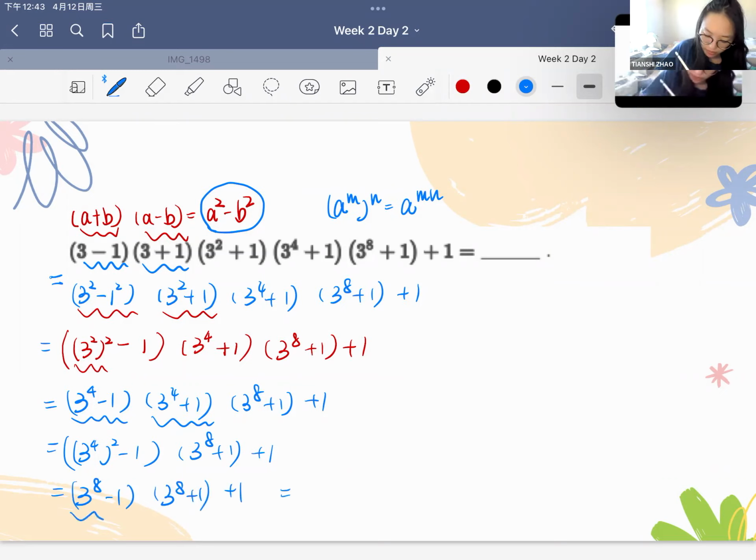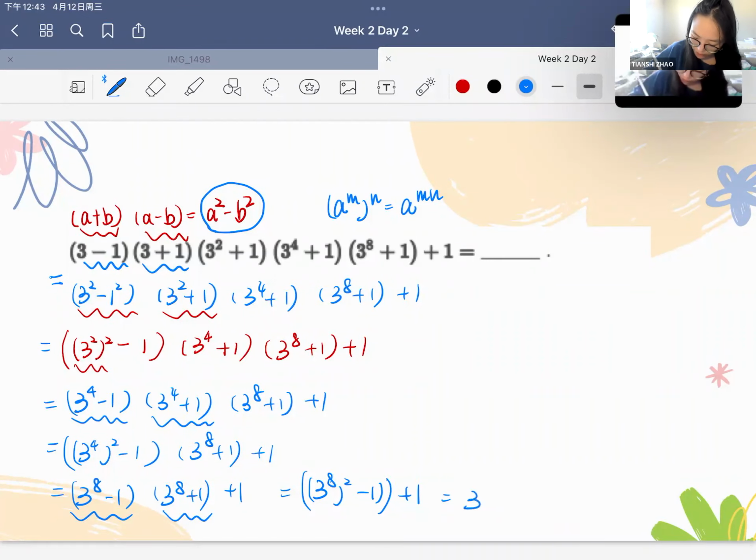So here we can use the formula again. So it's 3 to the power of 8 squared, and then minus 1 and then plus 1. So here it is 3 to the power of 16 minus 1 and then plus 1. So the minus 1 and plus 1 cancel out each other. So the final answer will be 3 to the power of 16.